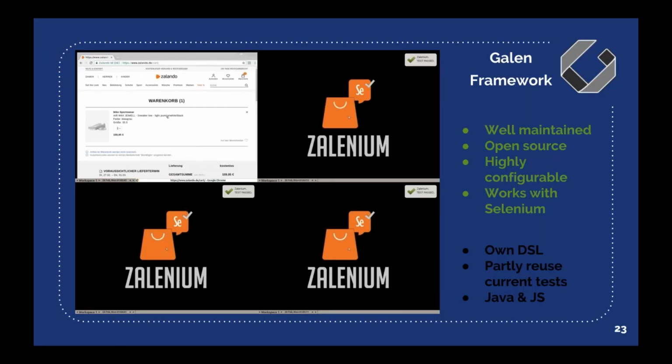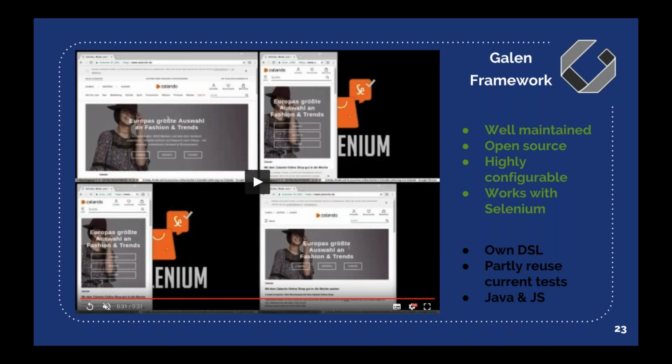One good thing about the Galen framework is that it's extremely well maintained. As I said, it's open source, so there is a good source of knowledge in the issues and in the documentation, and it's also highly configurable, and it works right away with Selenium. The thing that was not so nice about it is that you had to write all the rules for the comparison in their own domain language. Therefore, you could only partially reuse the tests, because if you have tests written in Python or in a different language, then you would need to switch to Java or JavaScript.